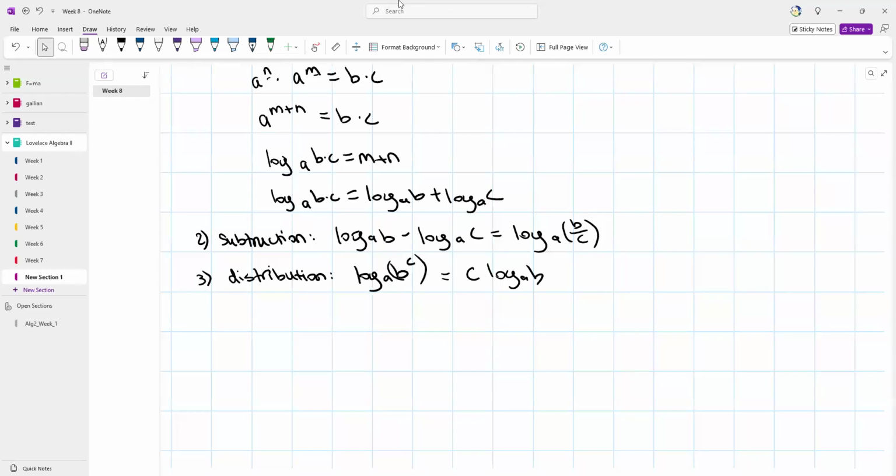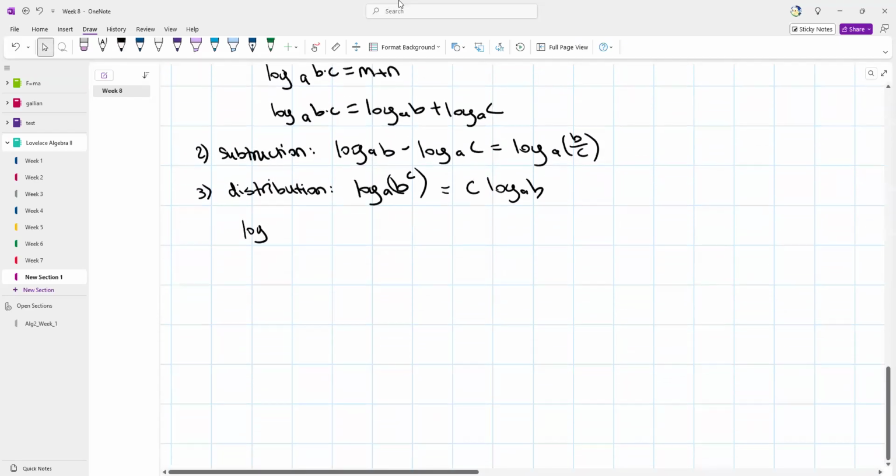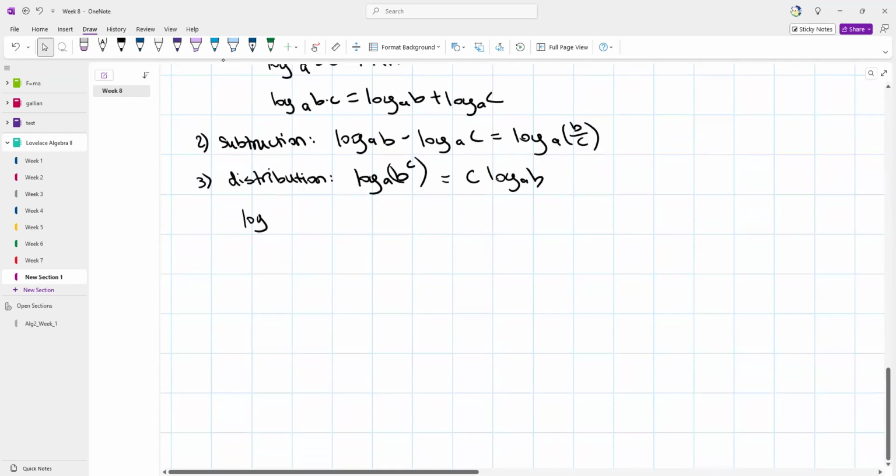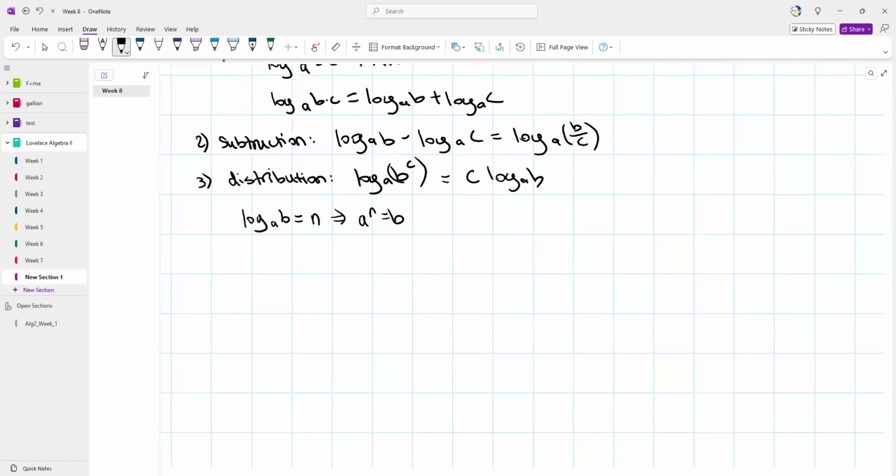Alright, I guess we can try to prove this now. We kind of just do the same thing. Let's substitute one of them first. So let's say log a b is equal to n. Then this tells us that a to the power of n is equal to b. And then we can think about c times log a b, and this is equal to cn, right?